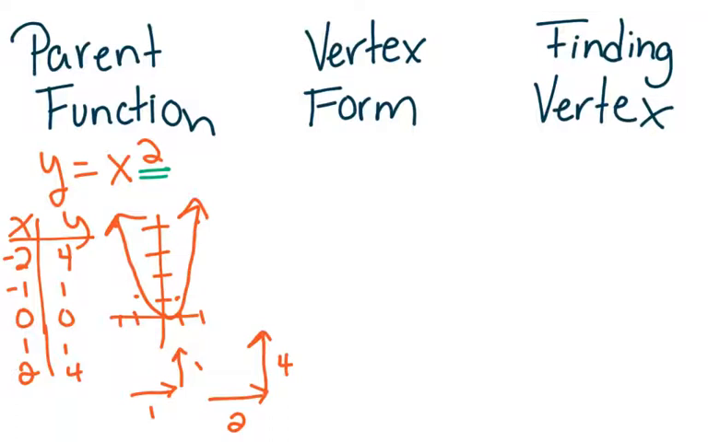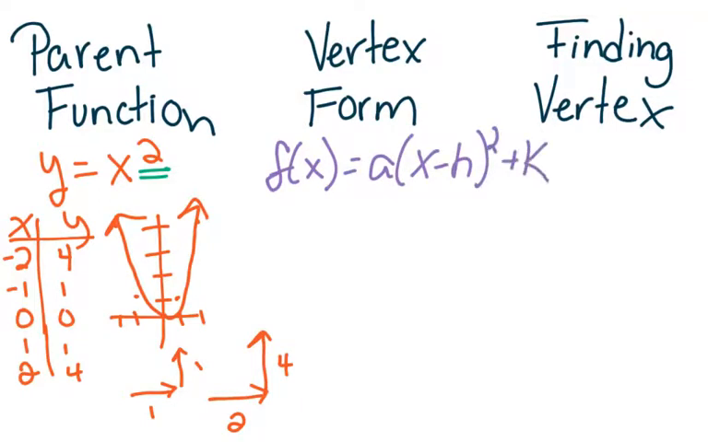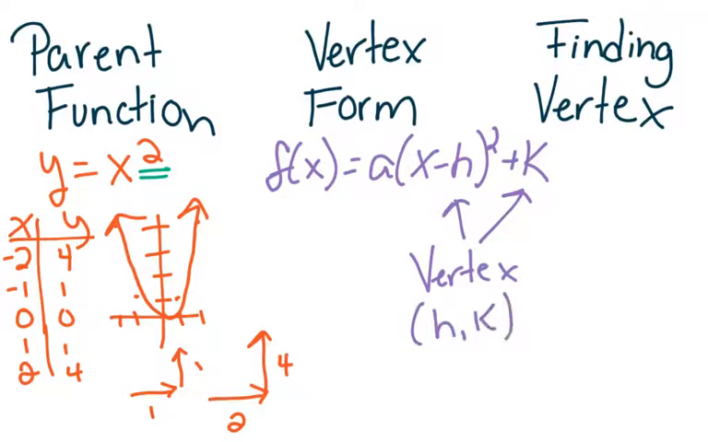Now, our vertex formula helps us out a lot. It is written as f of x is equal to, we have an a on the outside, x minus h being squared plus k. All right, the big thing to pull out of here is the vertex. So when we're talking about a parabola, our vertex is going to be that turnaround point. So in a parent function, it's at 0, 0.